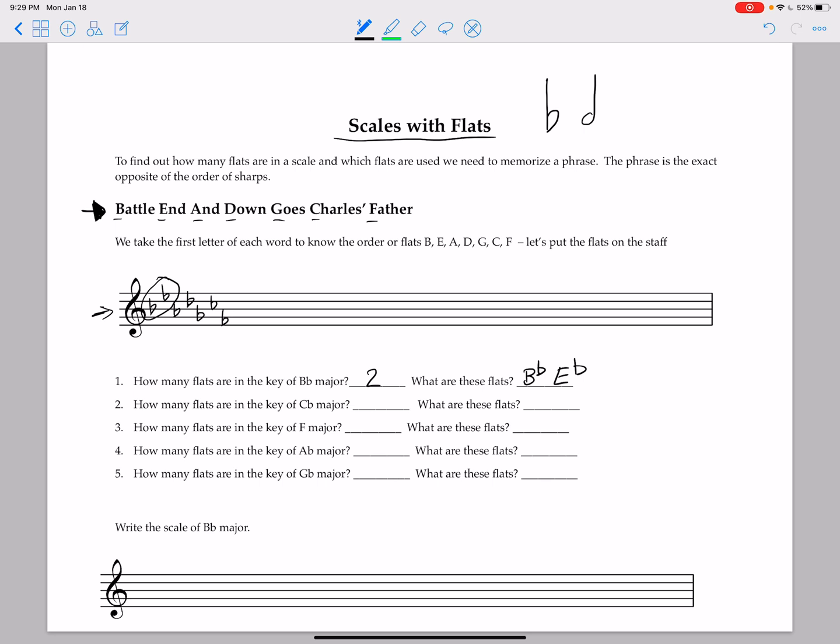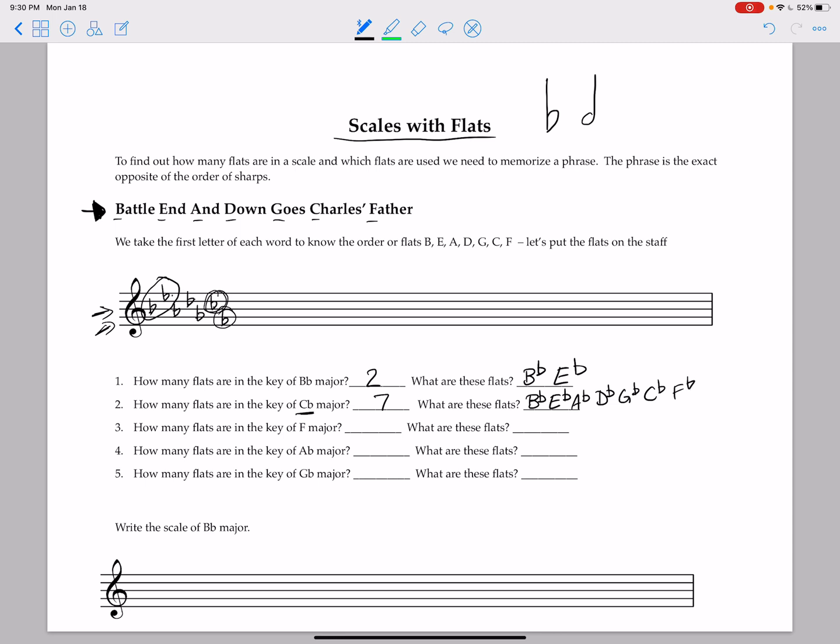Okay, our next question is how many flats are in the key of C flat major? So we look at our key signature again over here, we find our C flat, which is over here, and we add one more. This means that we're going to use all of them. So there's 1, 2, 3, 4, 5, 6, 7 flats, and they're B flat, E flat, A flat, D flat, G flat, C flat, and F flat.